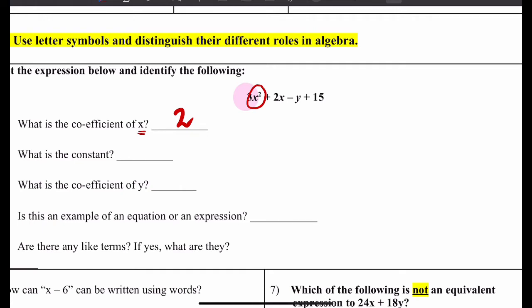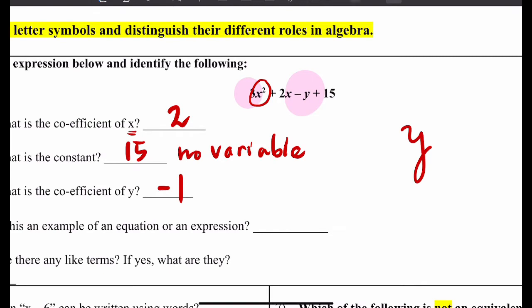What is the constant? The constant is 15 because the constant is the value with no variable attached. Okay, the constant has no variable. What is the coefficient of y? Now this, a lot of you made a mistake here. The coefficient of y is negative 1. Okay, look, there is a negative sign. And remember, we always said that if the variable is by itself, there is an invisible coefficient. It's 1. Okay, and since there's a negative sign there, the coefficient is negative 1 for y.